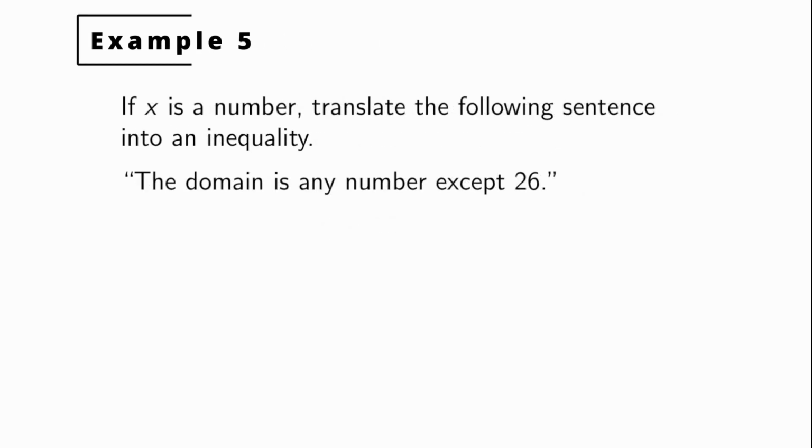Here's a slightly different example. If X is a number, translate the following sentence into an inequality. The domain is any number except 26. So what are the numbers that can be in the domain? 25, 27, any number except 26. So you might write X can be equal to anything but 26. The way you would write that is X is not equals to 26, right? Which is a more concise way of saying anything but 26.